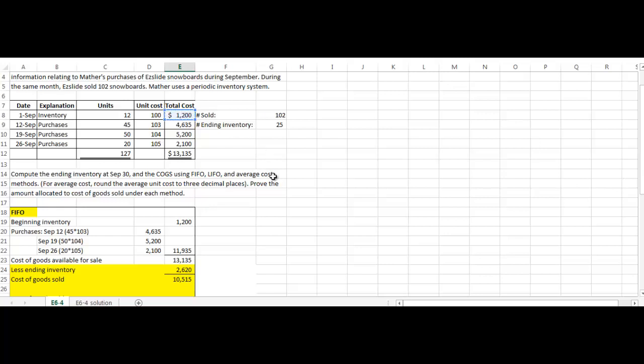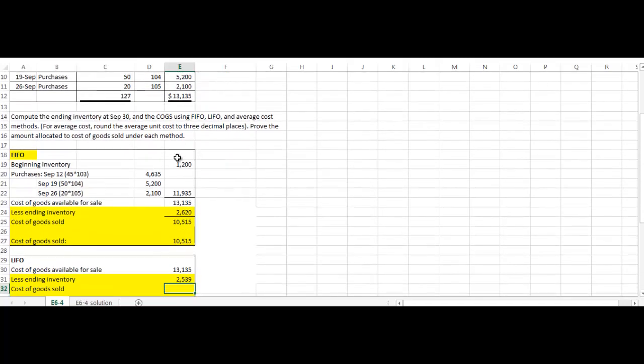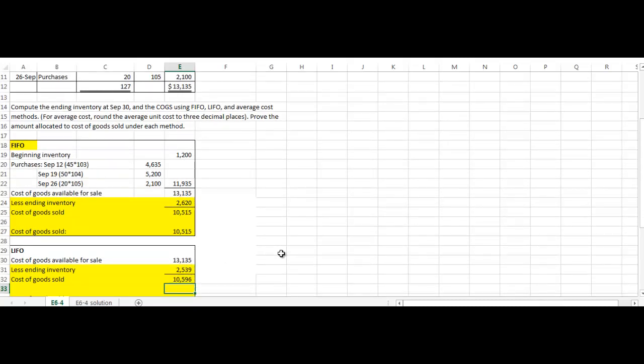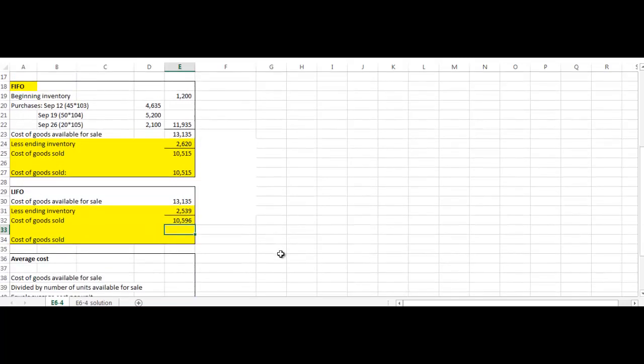So the earliest purchase was our beginning inventory of 12 units at $1,200. And we're going to need to go ahead and add to that another 13 units. 12 plus 13 equals 25. And we're going to multiply those times that unit cost of the 103, which comes up to $2,539. Cost of goods sold is then the cost of goods available for sale minus the ending inventory, or $10,596.